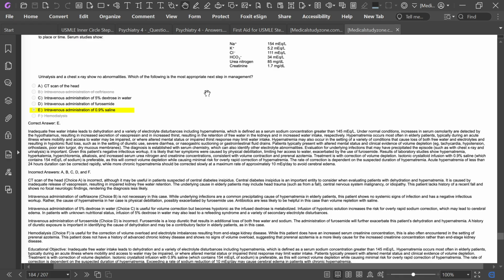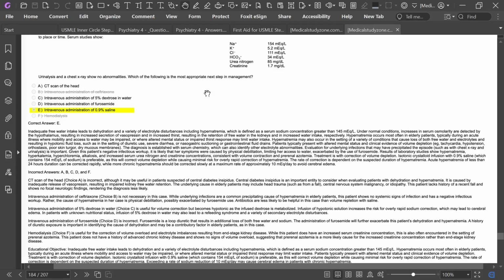Evaluation for underlying infections that may have precipitated the episode, such as with chest x-ray and urinalysis, is important. Given this negative infectious workup, it is likely that her symptoms were caused by physical debilitation, limiting her access to water, exacerbated by the use of furosemide. Results of lab studies show hypernatremia, hyperkalemia, hyperchloremia, alkalosis, and increased serum urea nitrogen and creatinine concentration, consistent with the volume contraction and prerenal azotemia.